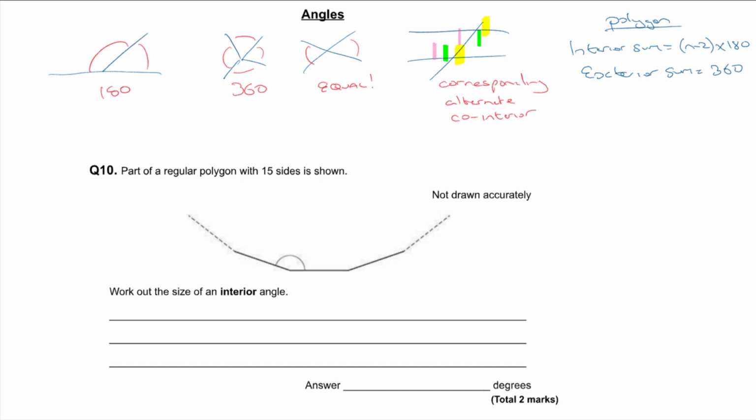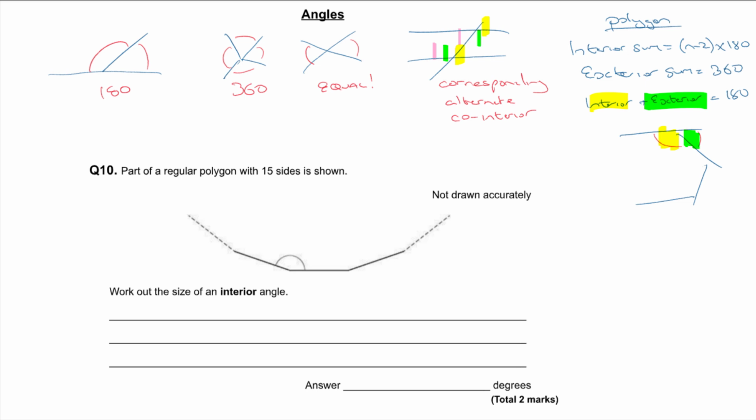And you need to remember that interior plus exterior equals 180, doesn't it? Because they kind of lie on a straight line each time. So that one and that one, that's the interior, that's the exterior one. So interior is that one there, and exterior is that one there. So if you add them together, you always get a straight line.